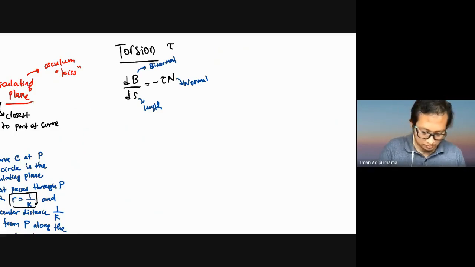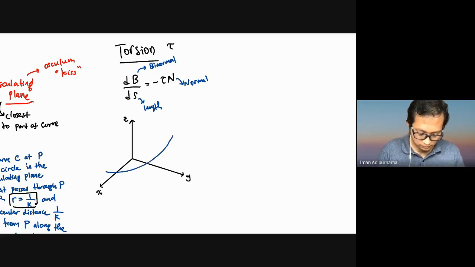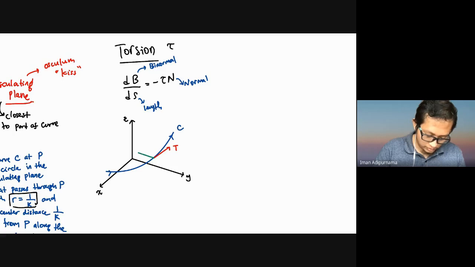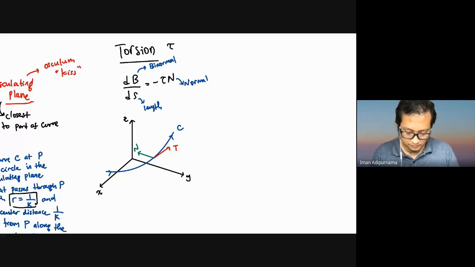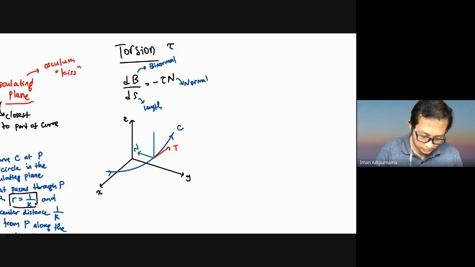So let me draw the 3D space. Imagine this is the curve, and let's say this is the unit tangent vector. Oh, maybe it's too close to the origin. Let me make it a little bit higher. Okay, maybe here. Make this T. And let me make this my normal. And we will have the binormal here.